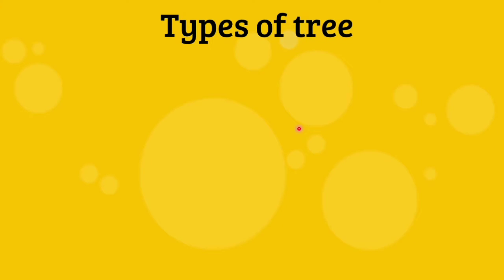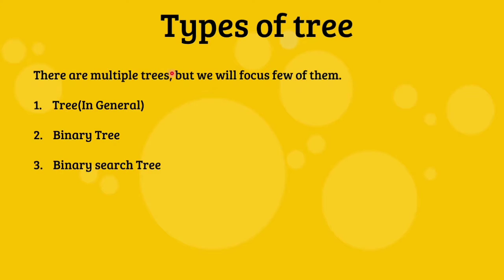As we already know what a tree is, and all its terminology and objectives as well, it's time to understand more about types of trees. Firstly, there are multiple trees, but we will focus only on a few of them. On Wikipedia, you will be able to see there are n number of trees, but some of them are very important and used in day-to-day coding. So, we will focus only on those trees.